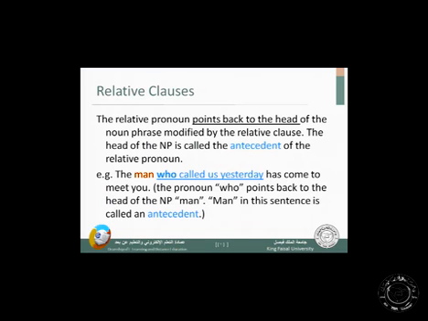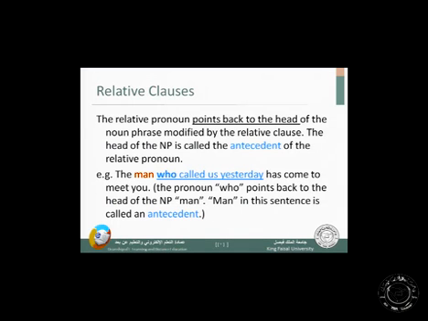Who called us yesterday? Here we have the relative pronoun who, and the antecedent of the relative pronoun who is man. So who points back to man. Okay, so the man who. So who points back. When you hear who called us yesterday, we are of course talking about the man. Okay, so when I ask you what is the antecedent of the relative pronoun who in this sentence, of course it is the head, it is man. This is the antecedent.